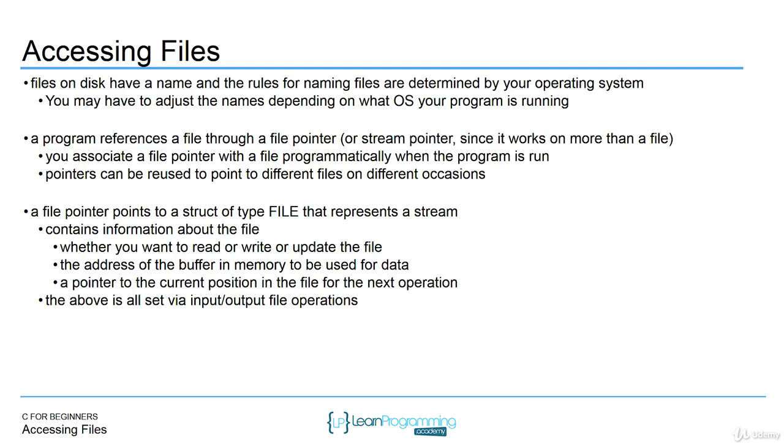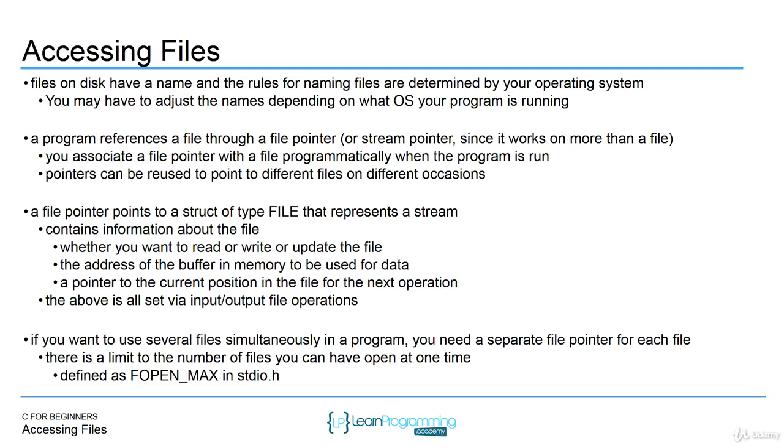You can go and look at the FILE struct to see everything that's inside of it, but it contains information such as whether you want to read or write or update the file, the address of the buffer in memory where you're storing data, and a pointer to the current position in the file for the next operation. The position is important because that's where you're doing your writes and reads. You can set all this information inside the structure by using input and output file operations. When you open a file, it specifies whether you want to read or write. You can also change the current position by using other methods like seek and so forth that we're going to talk about.